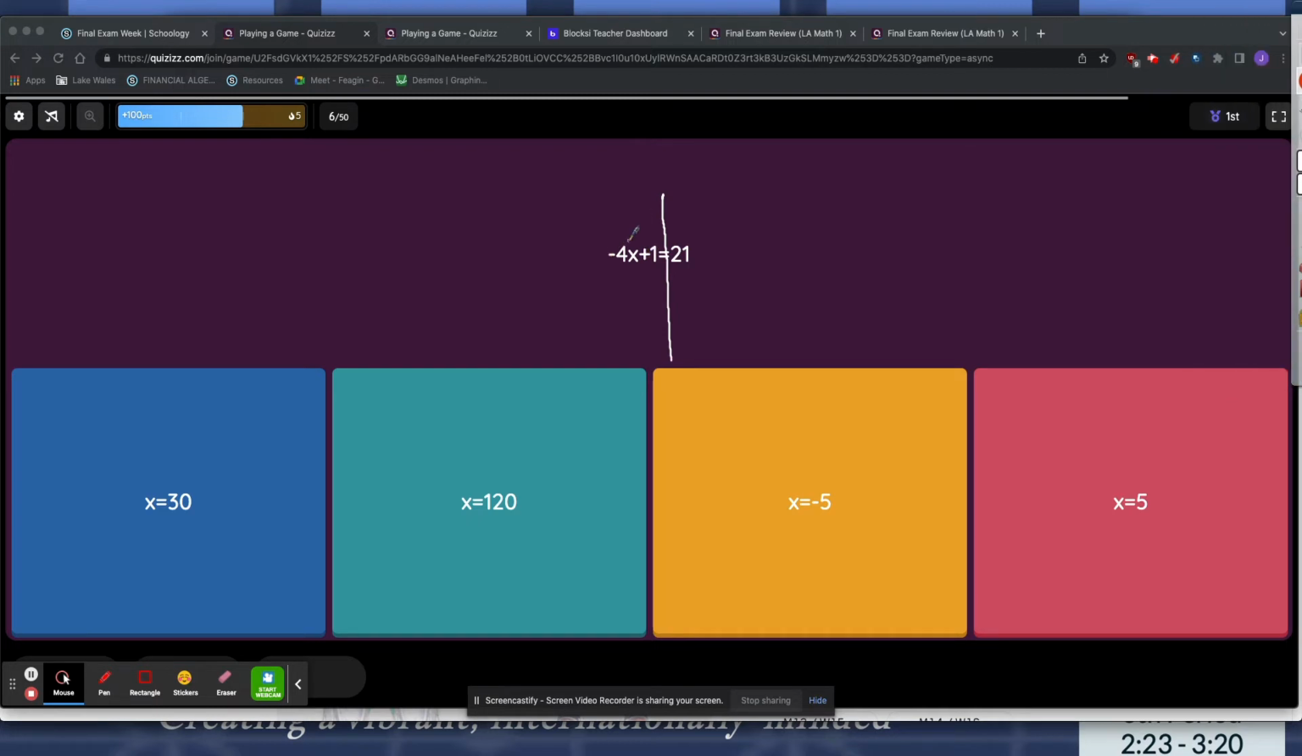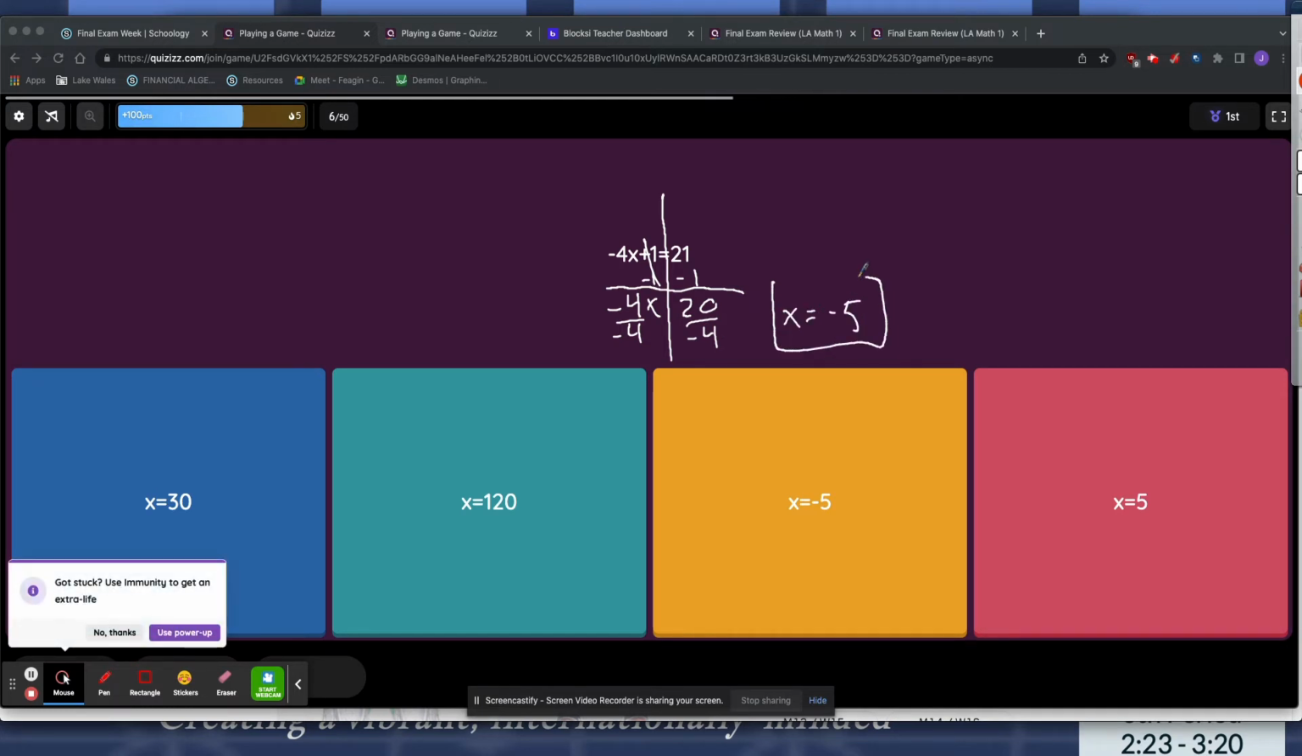Beware the negative out front. We're getting x by itself, so subtract 1 on both sides. That's a plus 1. So we do the opposite of plus 1. 21 minus 1 is 20. The negative 4 and the x are multiplying, so do the opposite of multiplication, which is division. X equals negative 5.